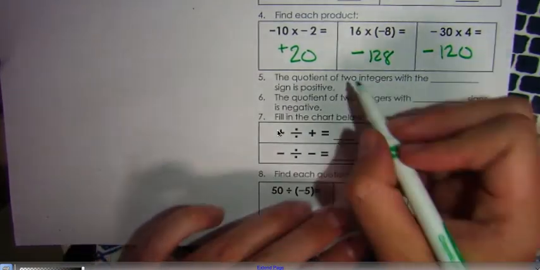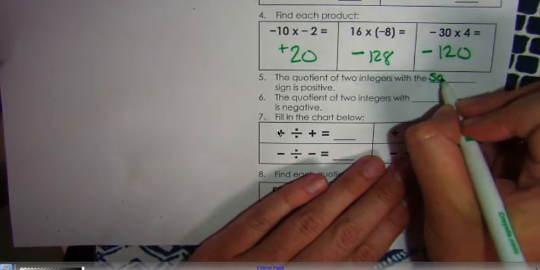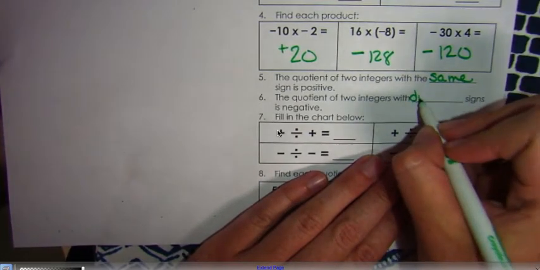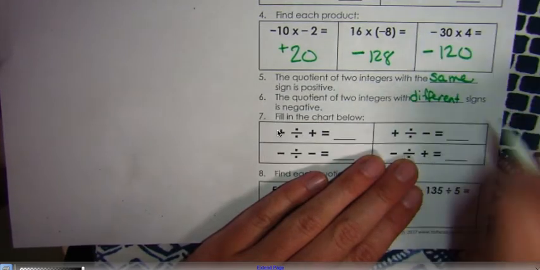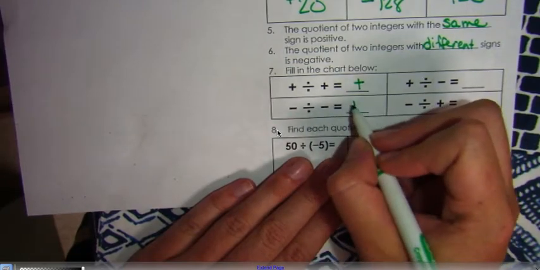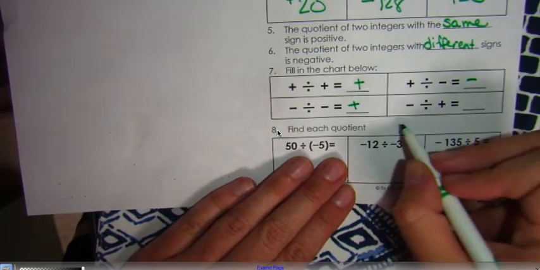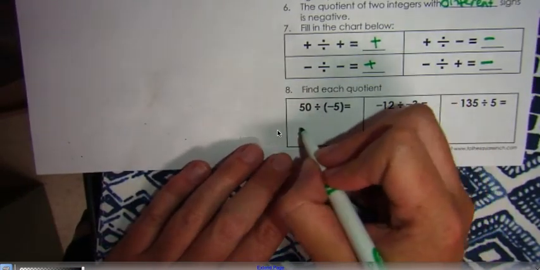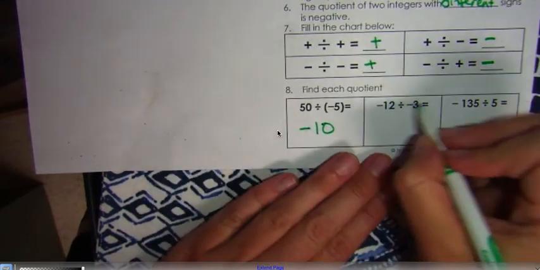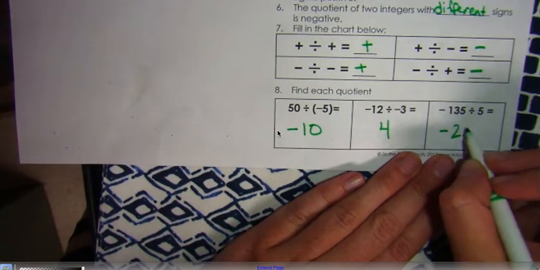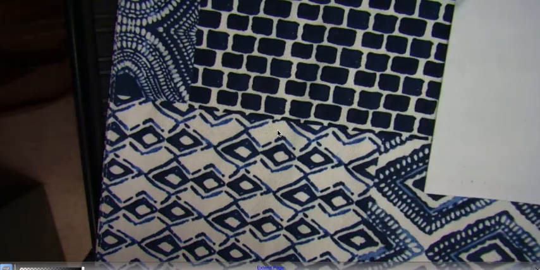So with division, the quotient of two integers with the same sign is positive. The quotient of two integers with different signs is negative. Same thing as before. Positive, positive, positive. Same, positive. Different, negative, different, negative. So 50 divided by negative 5, different signs, negative. Same signs, positive. Different signs, negative.